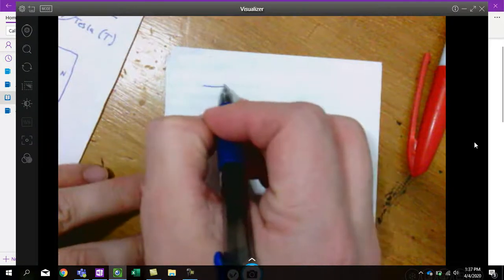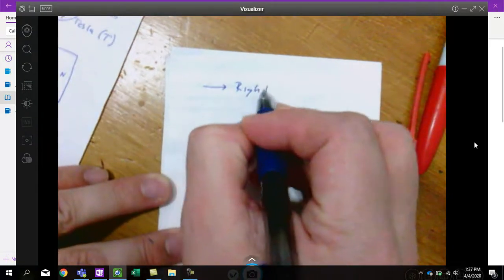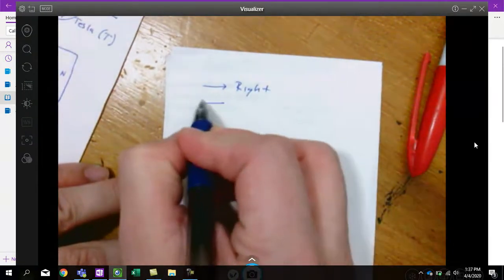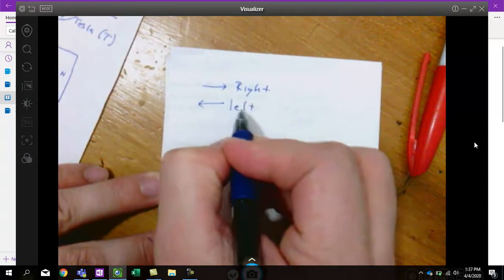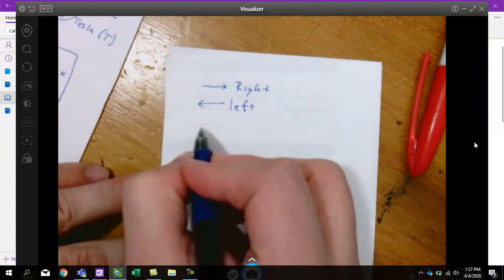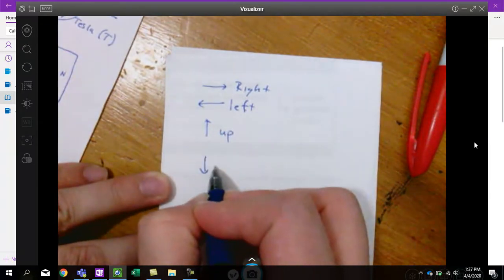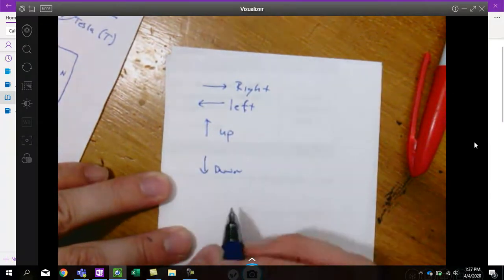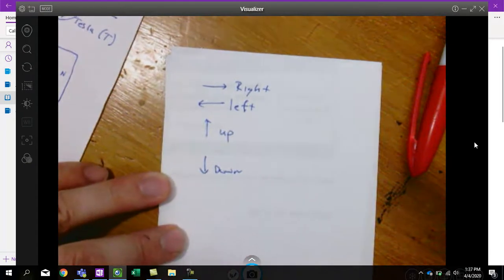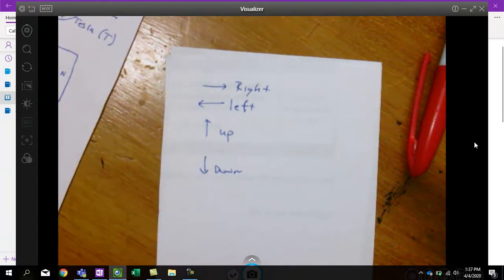And so can we agree that this is to the right? I think most everybody will say that's okay. This will be left. This will be our up. This will be our down. Okay, and then this is where it gets a little bit tricky. How do we describe forward and backward? In other words, into the page and out of the page.